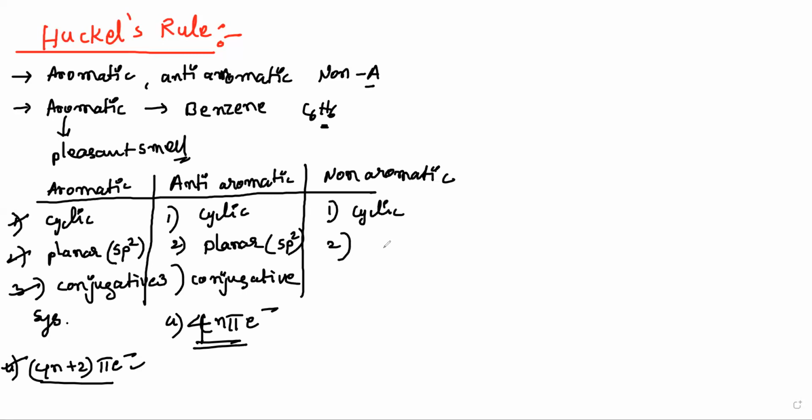The next one, the molecule is a non-planar molecule, non-conjugative, and there is no rule to identify the electrons. That's why a molecule which is not following these two, aromatic and anti-aromatic, is compulsorily non-aromatic. A molecule either follows aromatic or follows anti-aromatic. If both are not followed, it is compulsorily non-aromatic only.